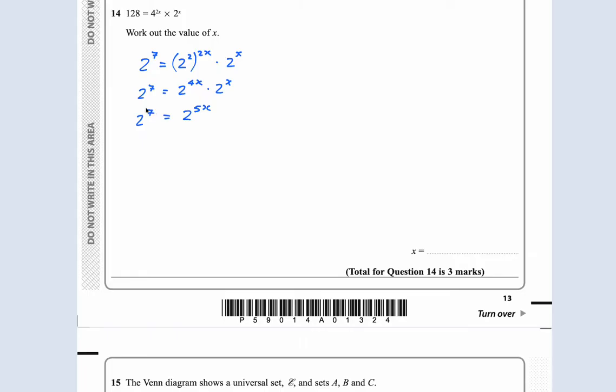Once I have it like this, it's like 2 to the power of something equals 2 to the power of something. These two things have to be the same, obviously, because it's the only way they could be equal. So I just write, okay, 7 equals 5x, x equals 7 over 5. And that's it. I can write 7 over 5. Or if you want to put it as a decimal, that is 1.4.